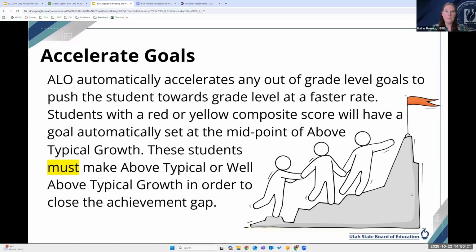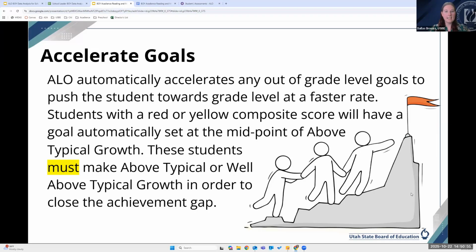When we are talking about pathways of progress and progress monitoring, we really want to accelerate the goals of our students who have red and yellow composite scores. So ALO will automatically set goals for students. It automatically accelerates the goals for students who are scoring at a red or a yellow level. It puts them into the midpoint of above typical growth. Any student who has a blue or green composite, it'll put them at the midpoint of typical growth.